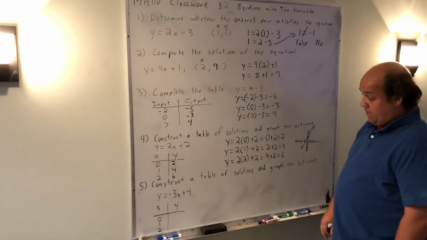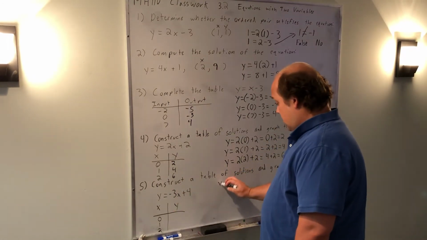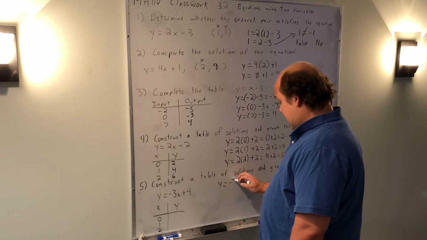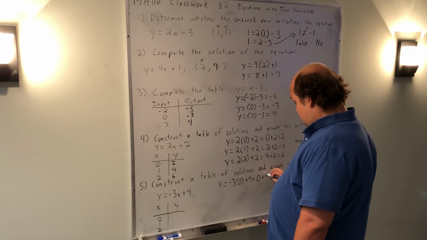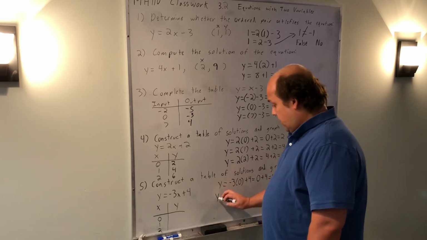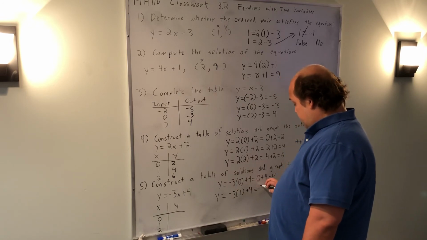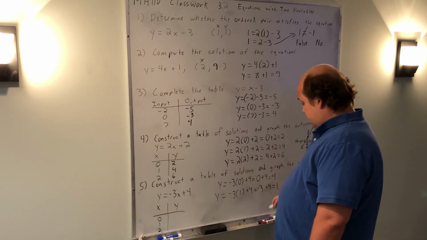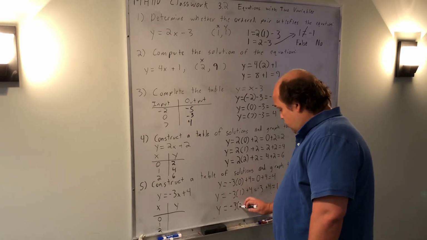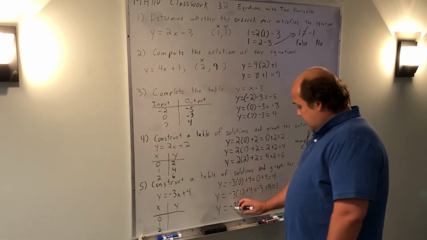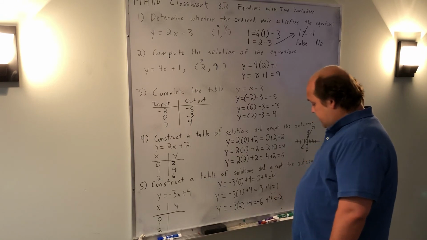Same idea for number 5. We're going to start with negative 3x plus 4, put in 0, 1, and 2, and see what we get. So when we put in 0, it's negative 3 times 0 plus 4, which gives me 0 plus 4, or 4. When we then do it with 1, we get negative 3 times 1 plus 4, which gives me negative 3 plus 4, which gives me 1. Finally, when we do it for 2, we get negative 3 times 2 plus 4. Negative 3 times 2 gives me negative 6, plus 4 gives me negative 2.